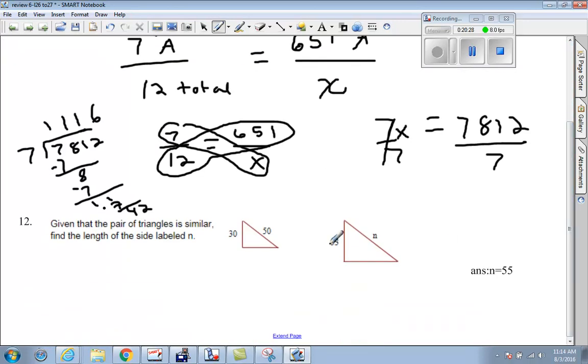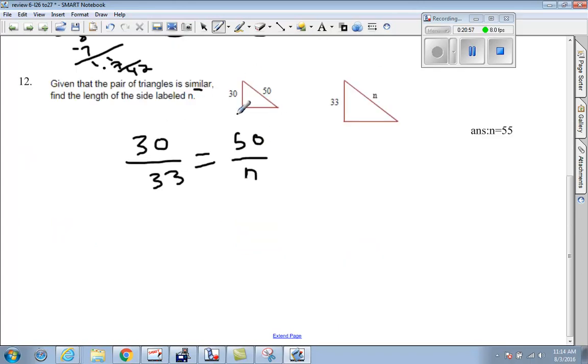We have here similar triangles. Keyword similar. That means the sides are proportional. That means that slanted piece is to slanted piece. It looks like a hypotenuse here. So hypotenuse is to hypotenuse as leg is to leg. So we want to set up that proportion. So, you know, like 30 is to 33 as 50 is to n.